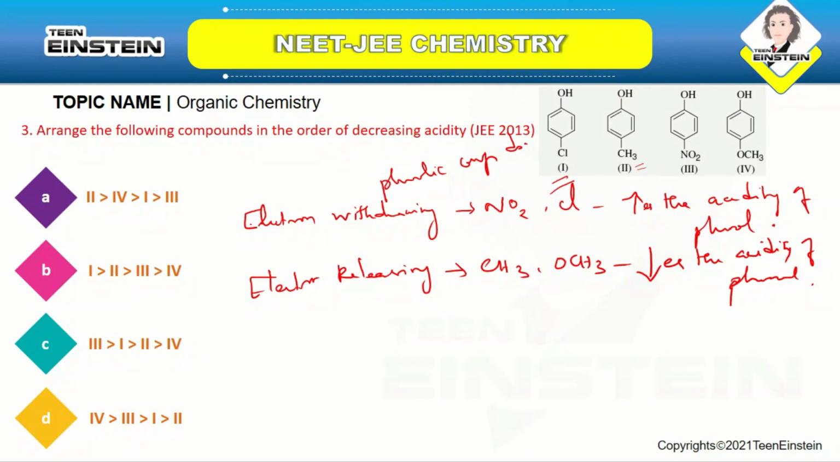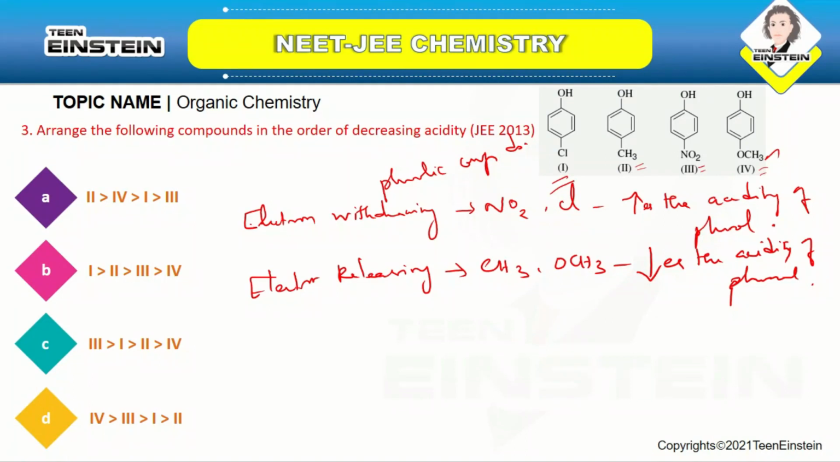Next, in the third compound, a nitro substituent is there. Here nitro is a strong electron withdrawing group which increases the acidity of phenol. Next, come to the fourth compound. Here the methoxy group is substituted in the para position of the hydroxy group. Methoxy is an electron donating group which decreases the acidity of phenol.